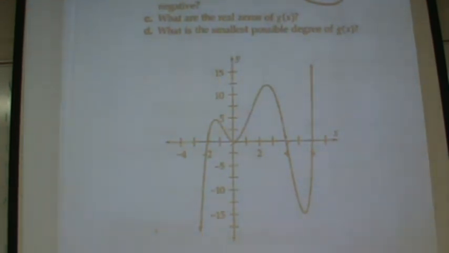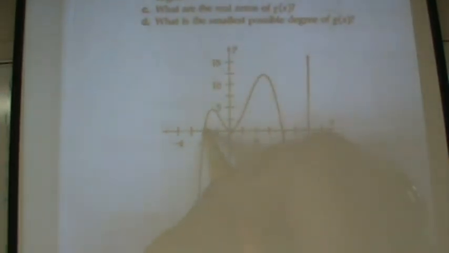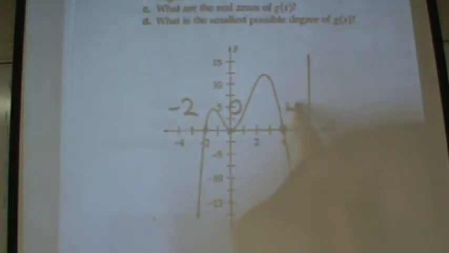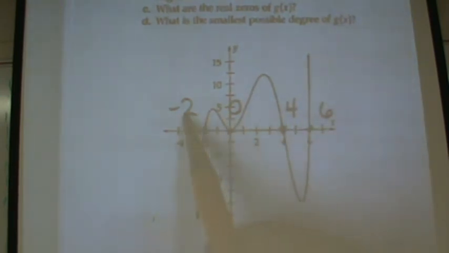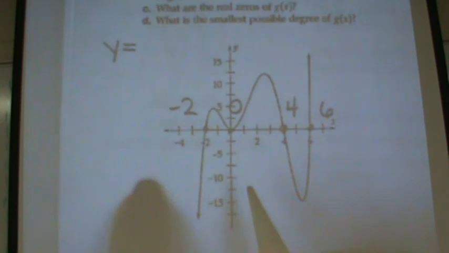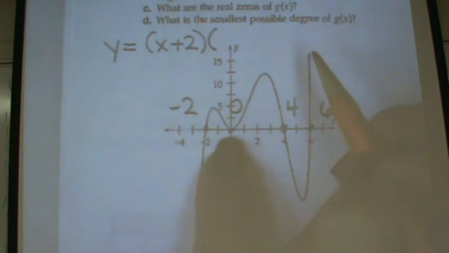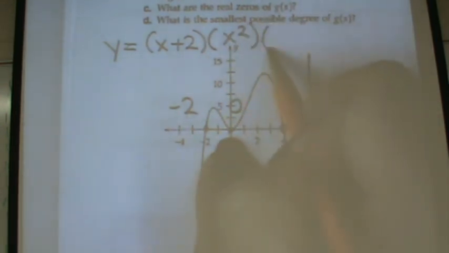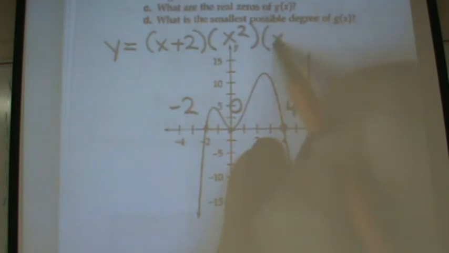Can you tell me what the zeros are of this? Negative 2, 0, 4, and 6. Could you tell me the multiplicity of each zero if I asked you? Odd, even, odd, odd. Could you write this in factored form for me? Y equals x plus 2 times x squared times x minus 4 times x minus 6.